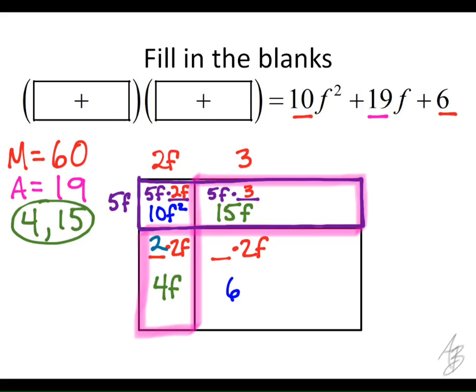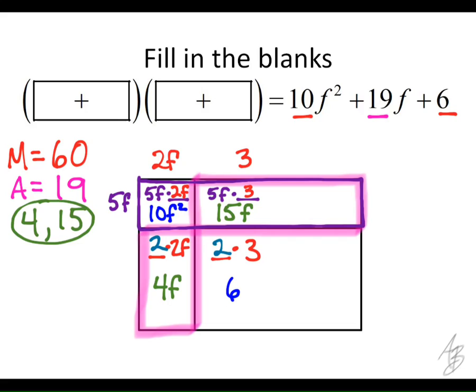Oh, I did something wrong here, didn't I? This shouldn't be a 2F. This should be something times 3 here. You guys all caught that, right? Yeah. I put 2F here instead of 3 because the width of this rectangle is 3, right? So this should be 3. What do I multiply by 3 to get 6? 2.